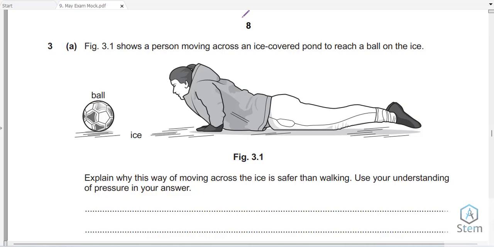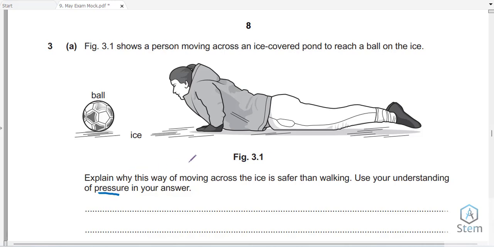In this question, we are looking at a person who is crawling on top of ice. And now the question says, explain why this way of moving across the ice is safer than walking. Use your understanding of pressure in your answer.